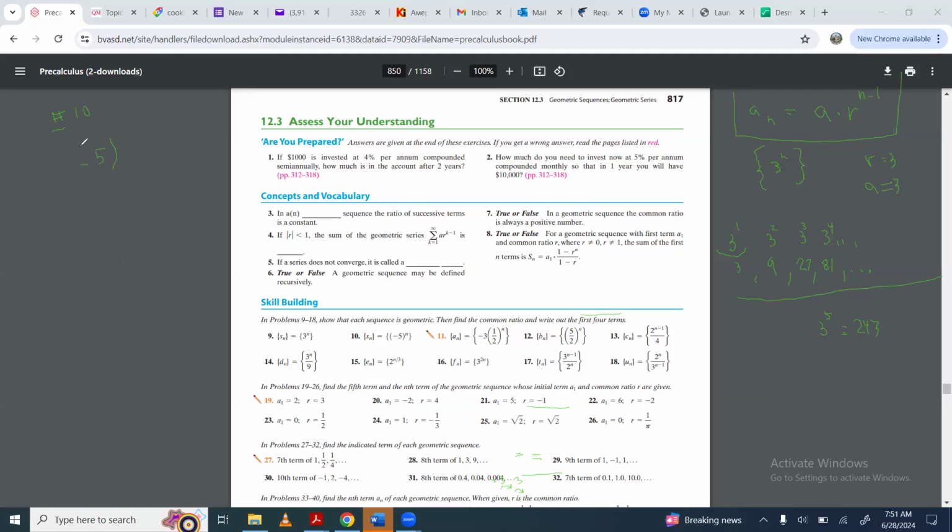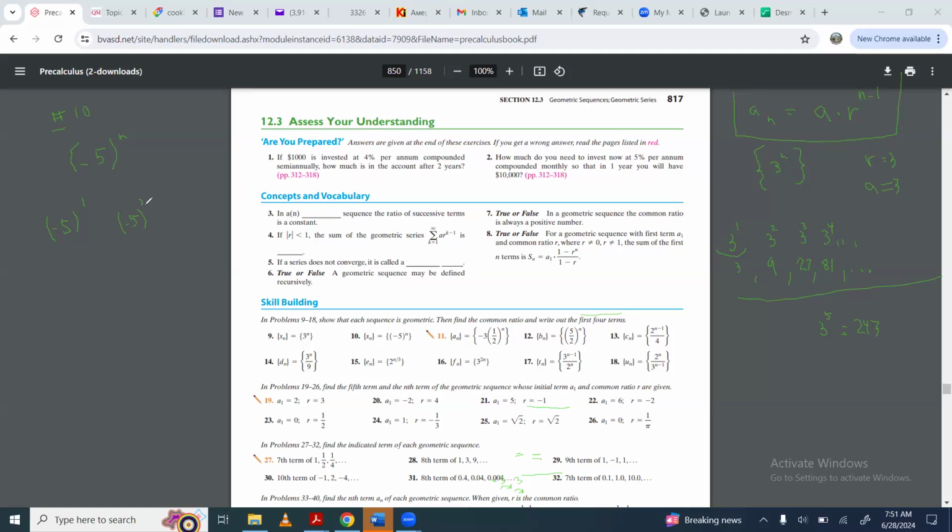So when n is odd, negative will stay. When n is even, it becomes positive, right? Even power gives us positive. So the first term will be the first power, the second term will be the second power, then we get the third power of -5 and then the fourth.